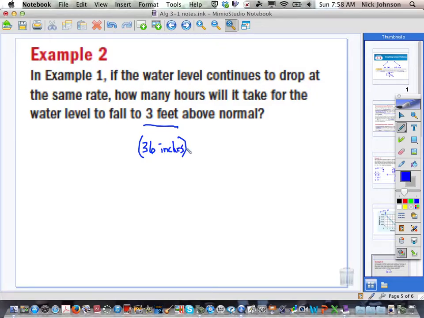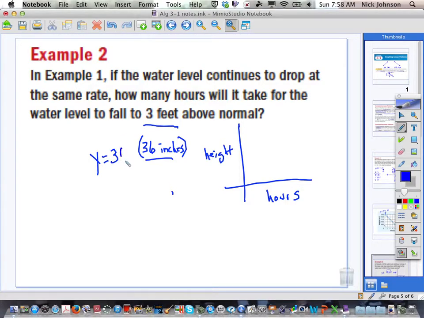Now, what you need to ask yourself, what's changing? Is my y or my x changing? Well, if you remember from the graph, this was height, and this was hours, right? So is my height or is my hours changing? Well, we want to know when it gets down to 36 inches, so I would consider that a height. So we want to know when y equals 36.